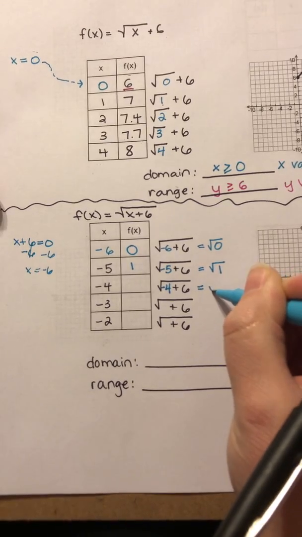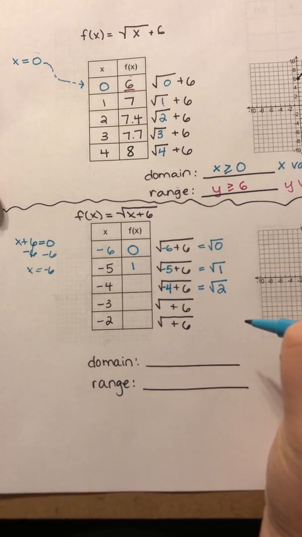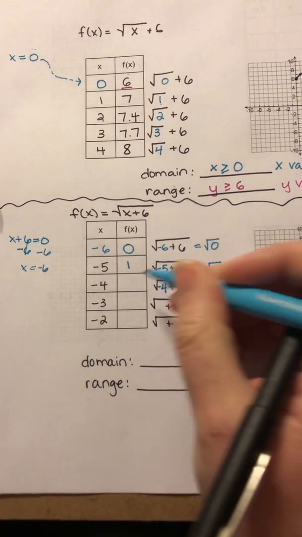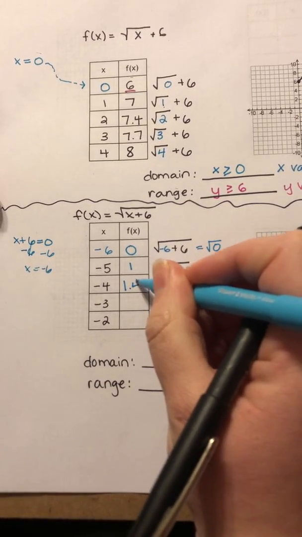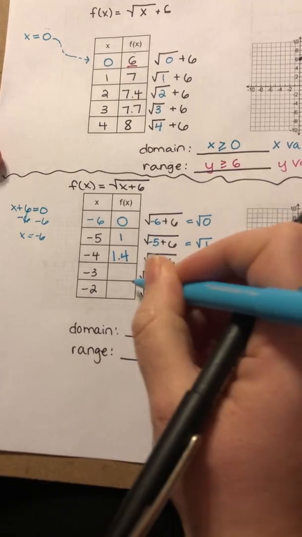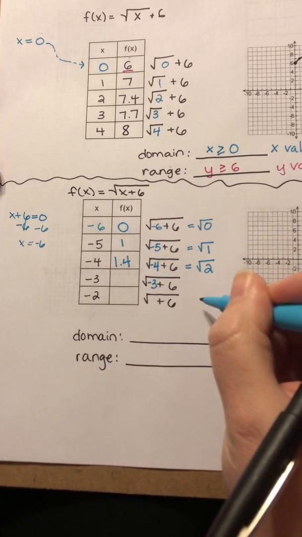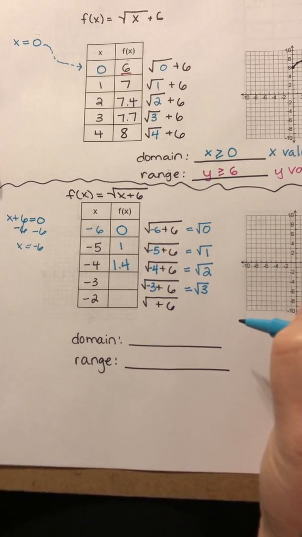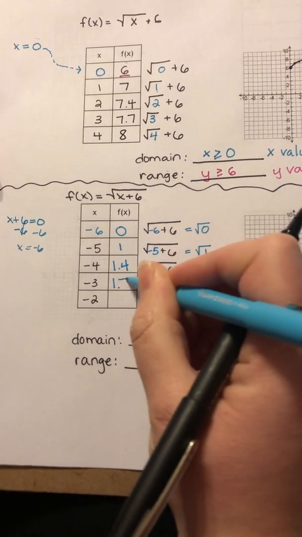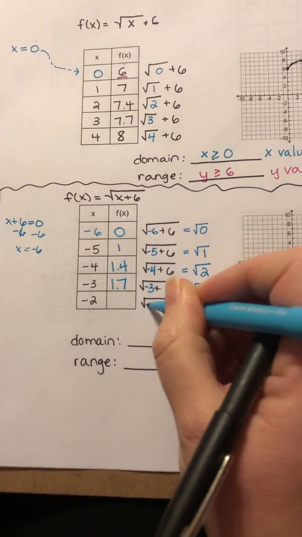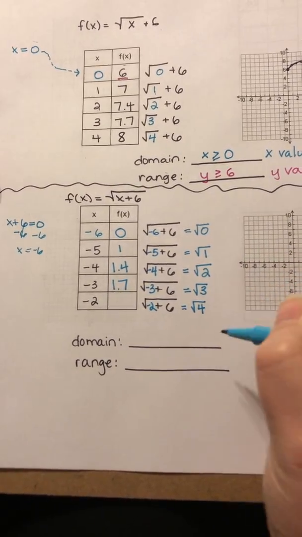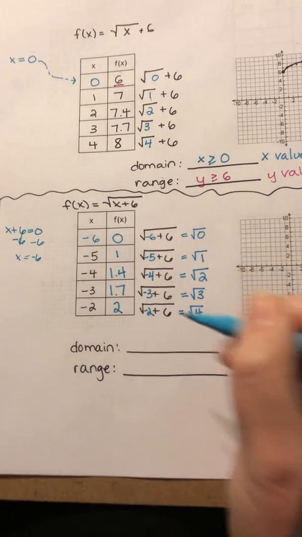-4 + 6 is 2. And again, I'm going to go to that calculator. I'm going to ask my calculator what the square root of 2 is, and then I'm going to round it off correctly to 1.4. -3 + 6 is 3. And the correct rounding for that is 1.7. And lastly, -2 + 6 is 4, and the square root of that is the whole number 2.